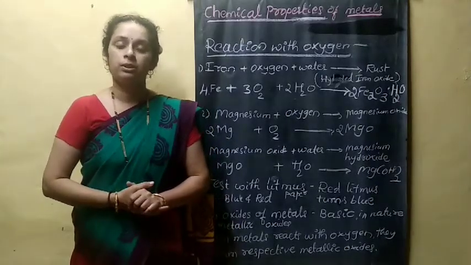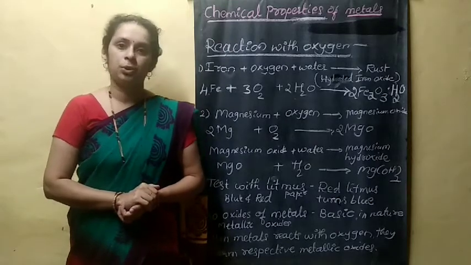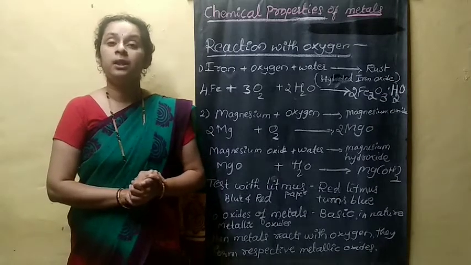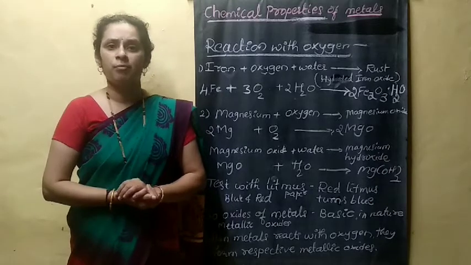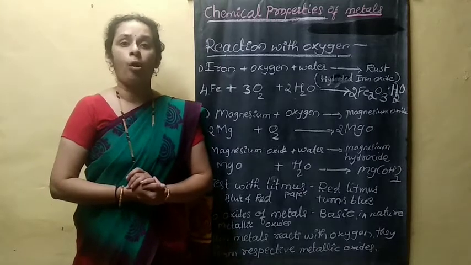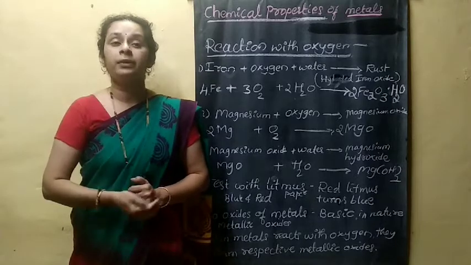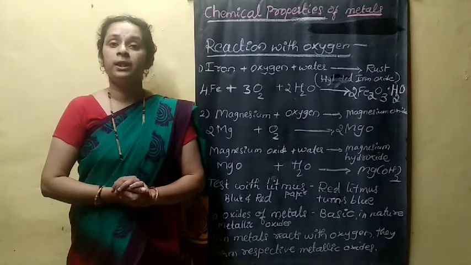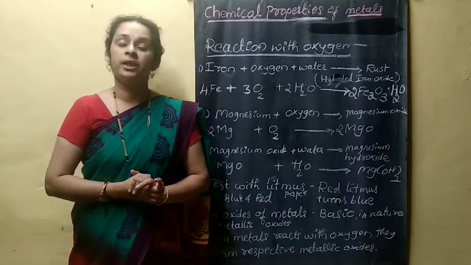Last class, we studied the physical properties of metals and non-metals. In today's class, we will discuss the chemical properties of metals. There are different chemical properties of metals. First, we have to discuss the reaction of metals with oxygen: how the metals react with oxygen and what products they form when they combine with oxygen. That we have to discuss in today's class.